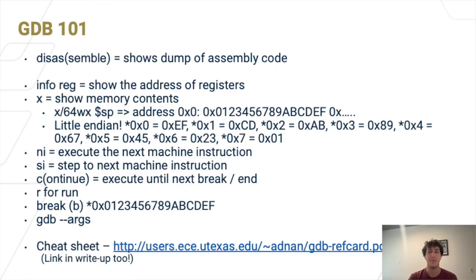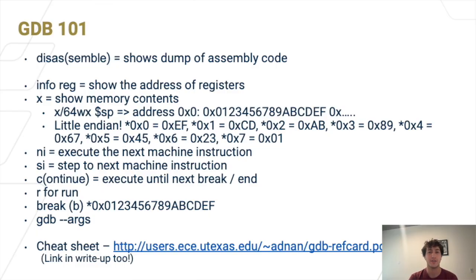As a simple example, if you start dumping from address 0, you might get 8 bytes to begin with. But be careful, since it is stored as Little Endian. So address 0 has byte EF, address 1 has byte CD, address 2 has byte AB, and so on. And the end, address 7, has the byte 01.